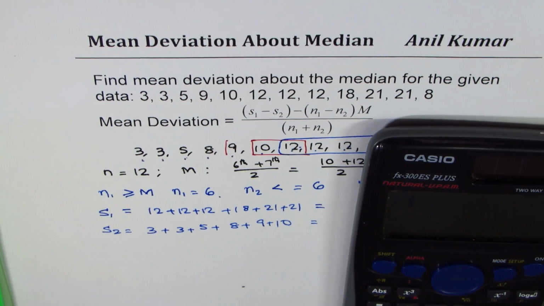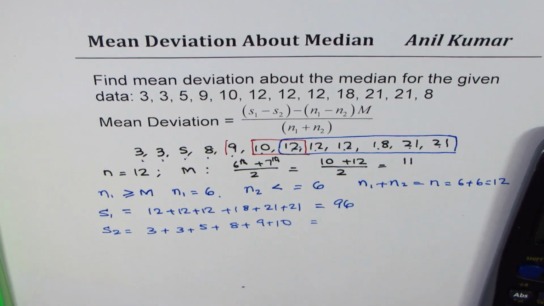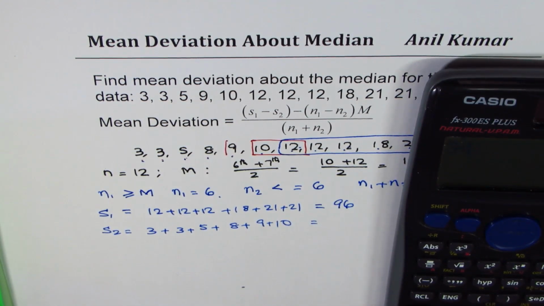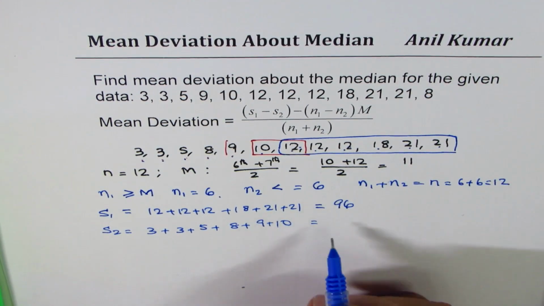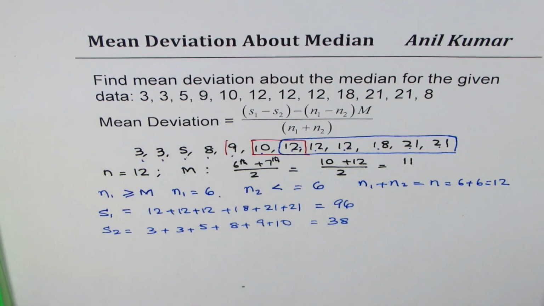So we have 12 plus 12 plus 12, we could have done times 3 also, plus 18 plus 21 plus 21, and that gives you 96. For S2, 3 plus 3 plus 5 plus 8 plus 9 plus 10, and that is 38. So now we have all the values, we can find mean deviation, correct?